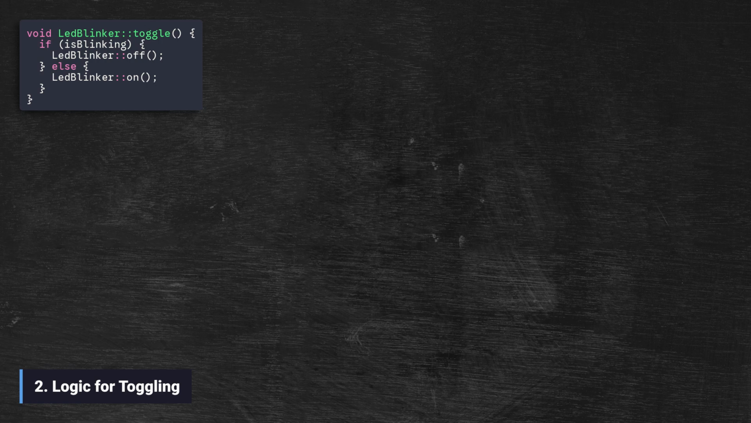The toggle method now manages the blinking behavior rather than just the pin state. If the LED is currently blinking, calling toggle will turn it off. If it is not blinking, it will call our new on method to start the blinking sequence.